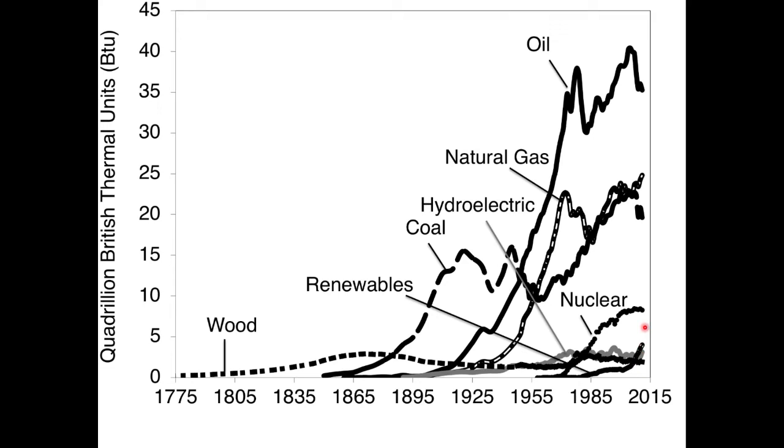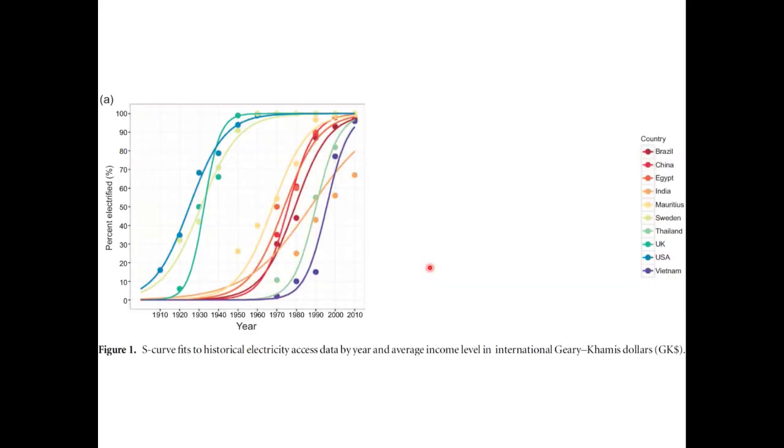Renewables are down here, and when we think about a world where we divest from fossil fuels, that would be a world where renewables, which right now are at about 5 times 10 to the 15th BTUs for the United States, have to climb and exceed the sum of the energy output from oil, natural gas, and coal. All three have to be replaced.